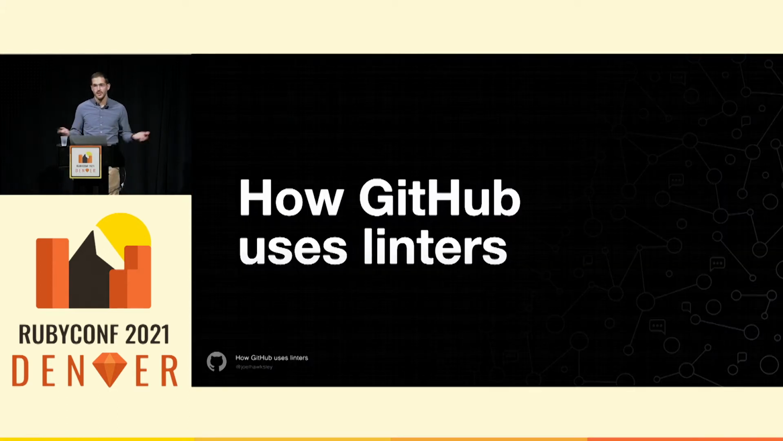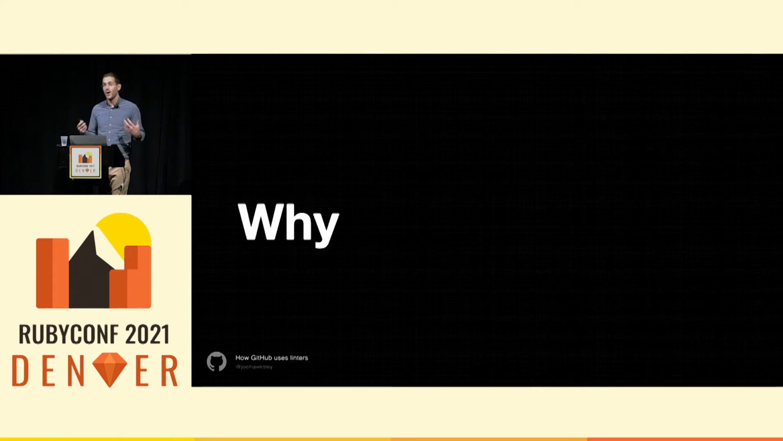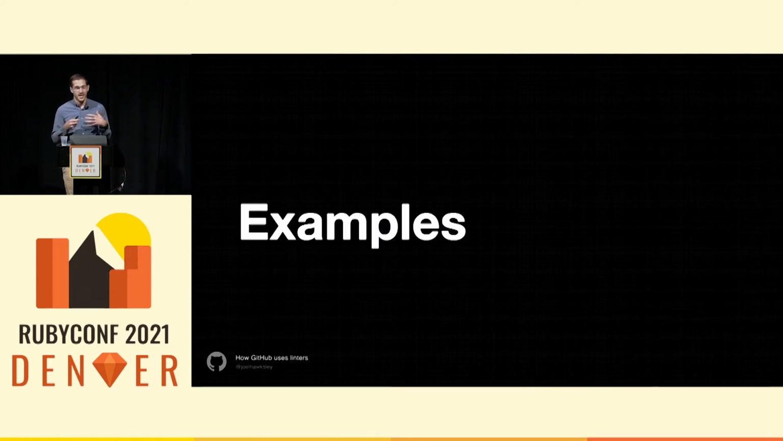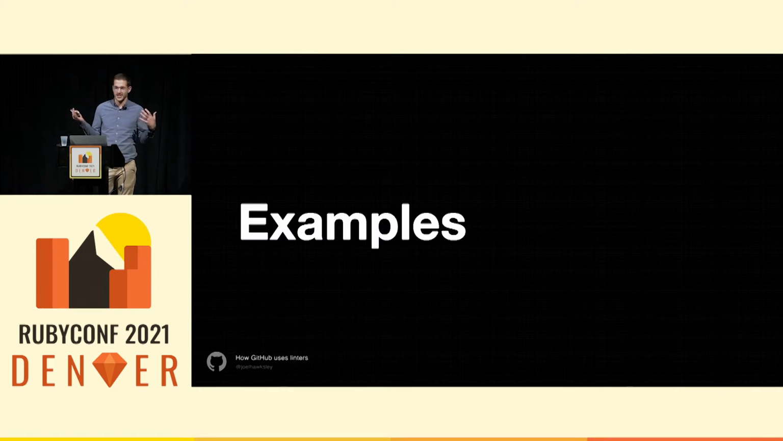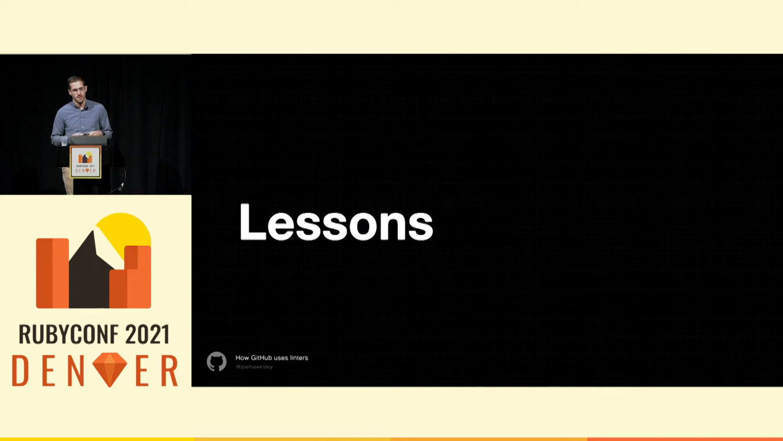So anyways, let's talk about linters. Today I'm going to talk about how we use linters at GitHub. I'll talk about why we use them. The main bulk of this talk is actually just giving a ton of examples of all the different kinds of linters we use. I'll share some things we've learned along the way. And that's kind of the gist of the outline.